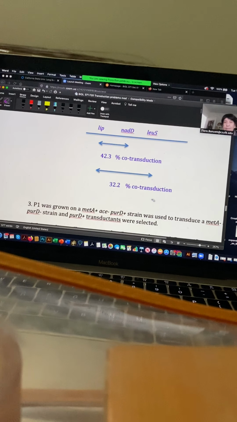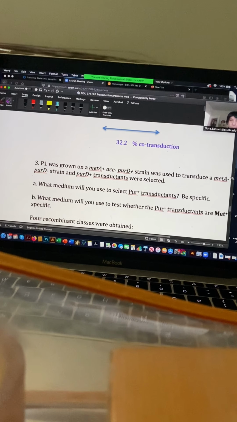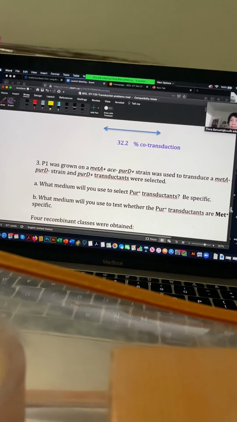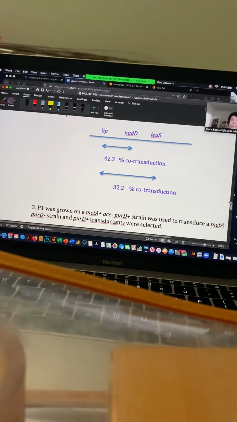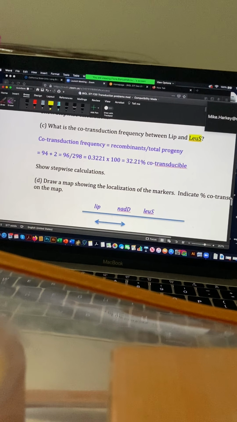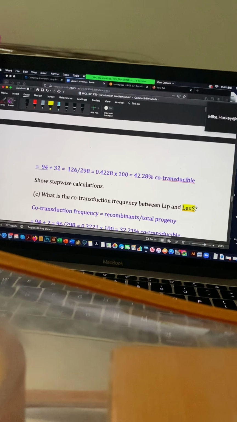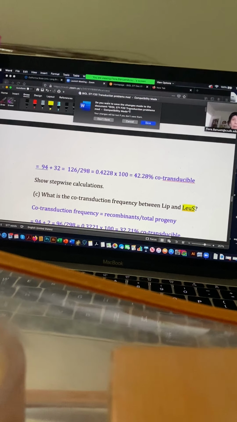This is the problem. Okay, are there any questions about this co-transduction and mapping by transduction? No, not for me. Okay, let me then close this.